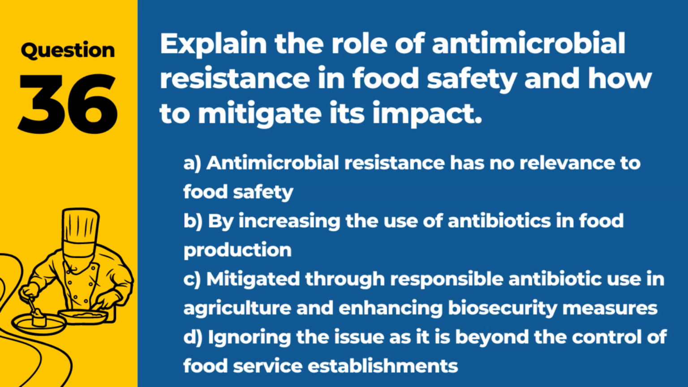Question 36. Explain the role of antimicrobial resistance in food safety and how to mitigate its impact. A. Antimicrobial resistance has no relevance to food safety. B. By increasing the use of antibiotics in food production. C. Mitigated through responsible antibiotic use in agriculture and enhancing biosecurity measures. D. Ignoring the issue as it is beyond the control of food service establishments.